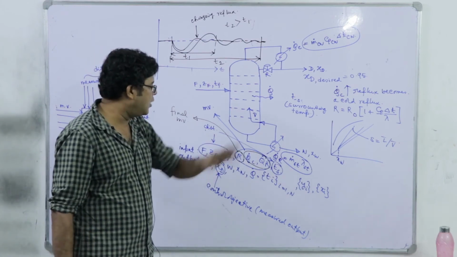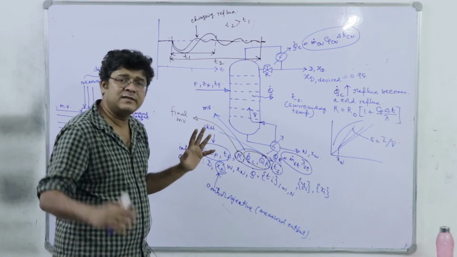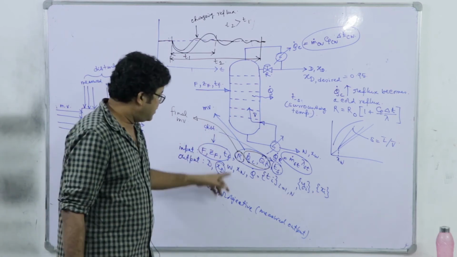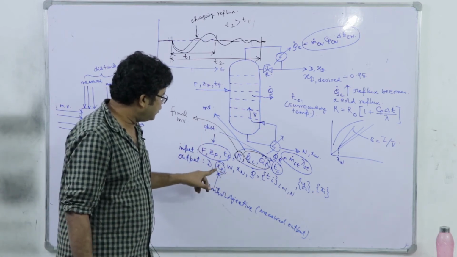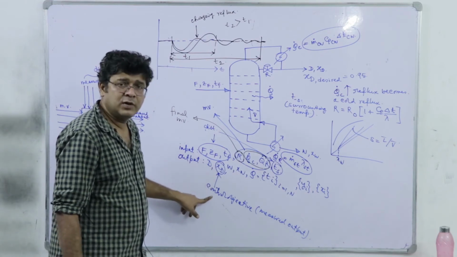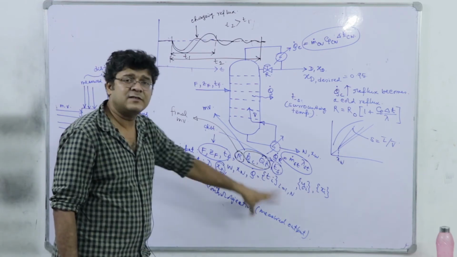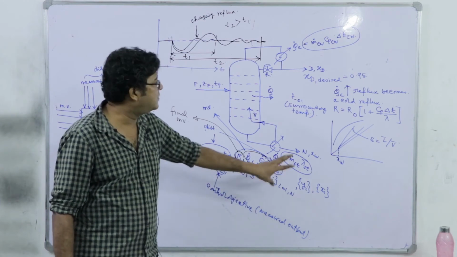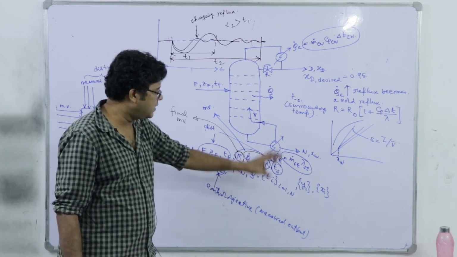Now there are multiple outputs. Out of those outputs, all these outputs are state variables, right. But out of those outputs, only XD we are trying to control. So this is my control objective, and that's why we are going to measure it. So this is also my measured output.